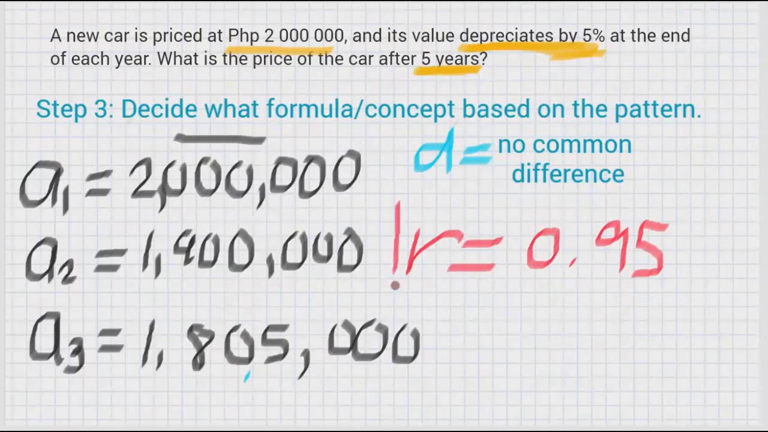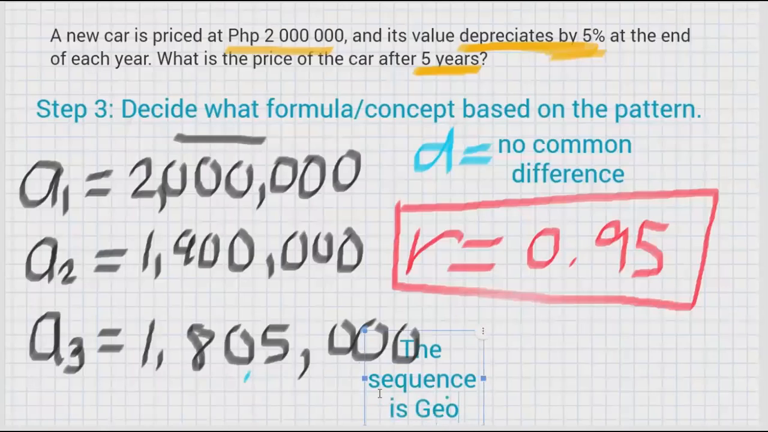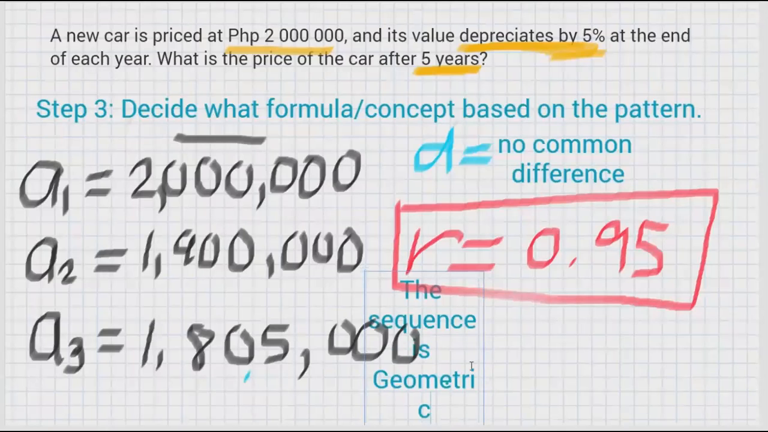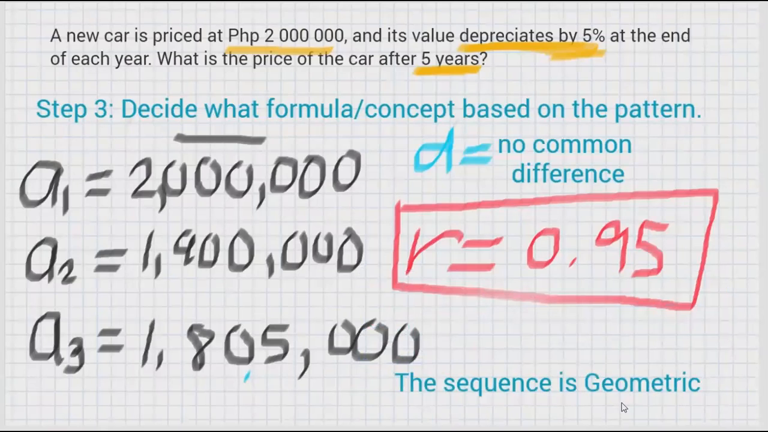So can we now conclude that this is a geometric sequence? Yes, we can now conclude that this sequence is geometric, because there is a common ratio of 0.95. If there is a common ratio, then this problem can be solved using the concept of geometric sequence. Okay, so now we can solve the problem.